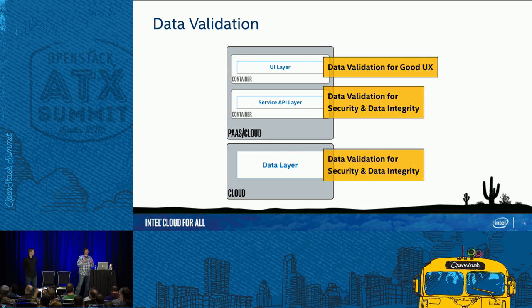So you're doing data validation on the browser to do that. But we don't trust the browser, right? So you have to do that same data validation and data integrity checks at the service layer. And then if you're really concerned, you might also have some of that same stuff at the data layer.